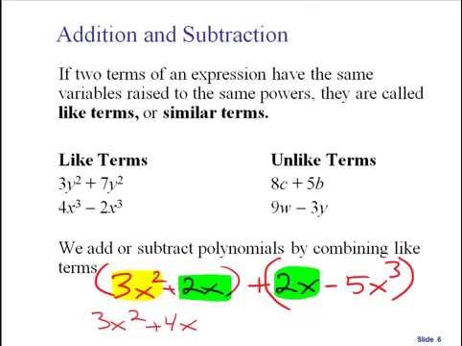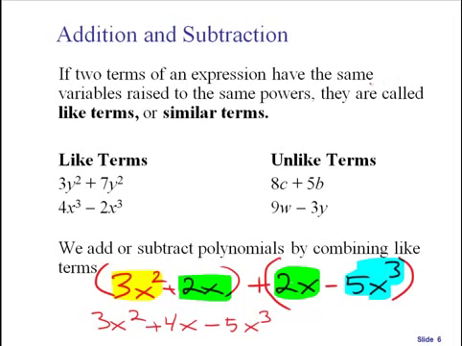And then my last piece in blue is a power of 3, and there aren't any other powers of 3, so minus 5x cubed. So it's like adding apples and oranges. You can't add things together unless they're the exact same variable pieces.